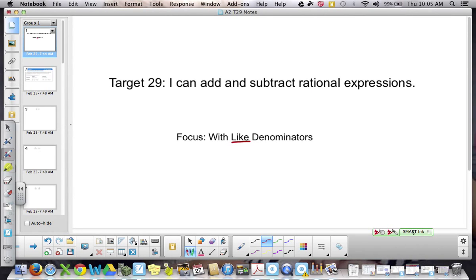So if we continue to compare rational expressions back to rational numbers, aka fractions, when we're talking about adding and subtracting fractions with like denominators, for example, let's say I have 2 over 5 plus 1 over 5. Adding those two fractions together, you just end up with the same denominator of 5, and then you just add the numerators together. So 2 plus 1, and that gives you 3 over 5.